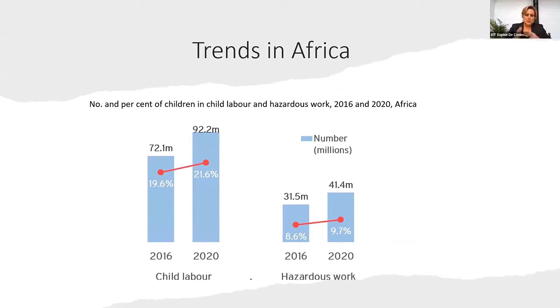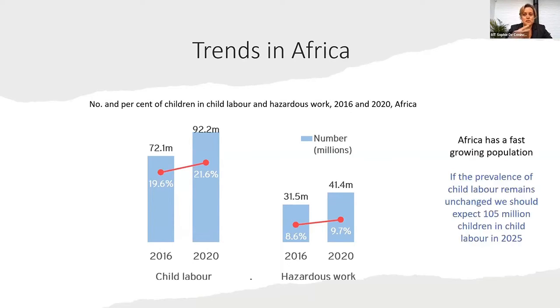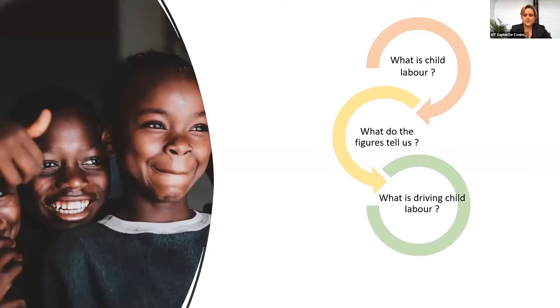And this gives me the opportunity to also make a transition to the third part of my presentation. Mathematically speaking, if the prevalence remains the same in Africa, because it's a very young continent with a fast-growing population, we can expect to have 105 million children in child labor in 2025 and many, many more after that. So again, this is a continent that deserves attention. And this is also a strong message that we need to focus our efforts on prevention, on preventing child labor and on addressing the root causes of child labor. So it's important to understand what is driving child labor in order to design the right policy response to address it.